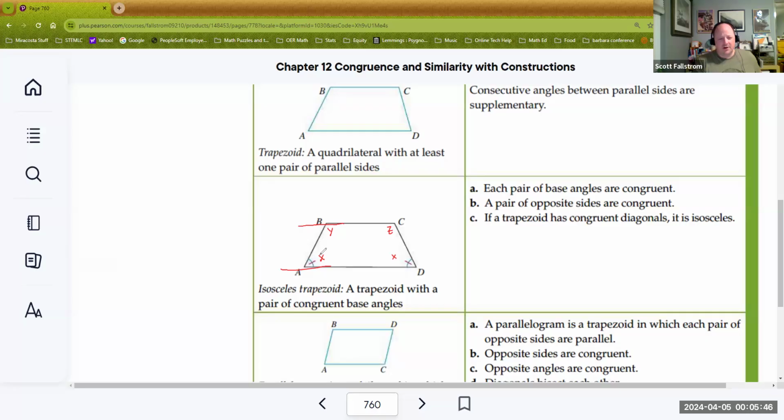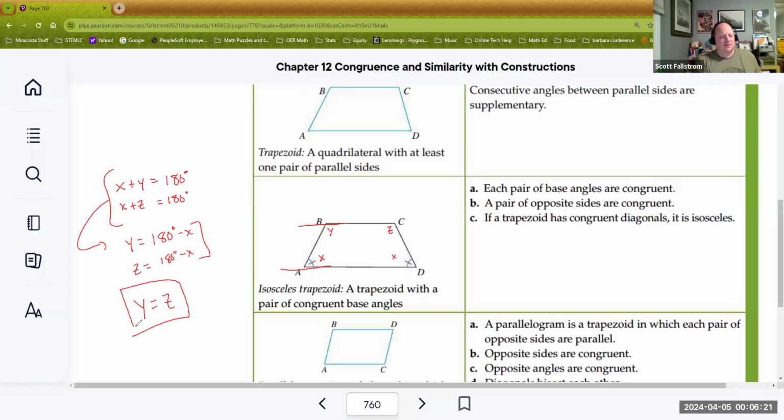Parallel lines from chapter 11, the angles on the same side of the transversal add up to 180 degrees. So X plus Y, that's 180 degrees. And X plus Z, that's 180 degrees too. Okay, well, that's fantastic. They both have an X. Let's bring it over to the other side. So what we're saying here is that Y is equal to 180 degrees minus X. Z is equal to 180 degrees minus X. These are the same quantities by the transitive property. Y is equal to Z. And so that shows that the other base angles have to be congruent.